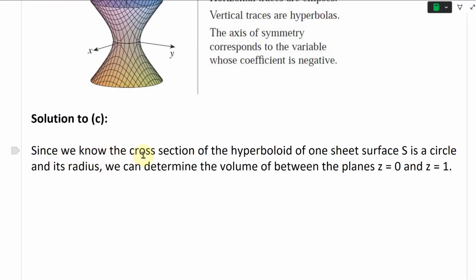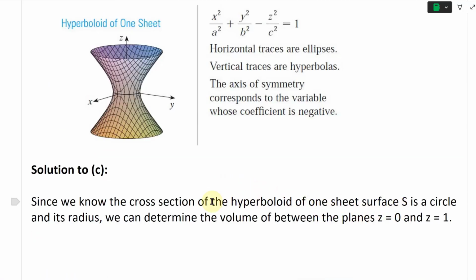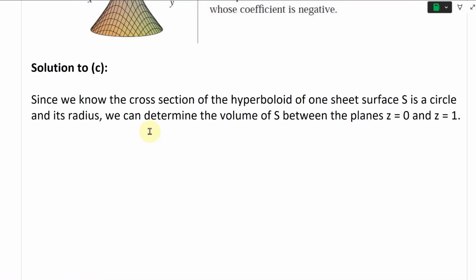So since we know the cross-section of the hyperboloid of one sheet, surface S, so again, the surface S is a hyperboloid of one sheet, and we know that the cross-section is a circle, and we know its radius, we can determine the volume of S between the planes z equals 0 and z equals 1. So in other words, we just have two planes, and then basically set up an integral.